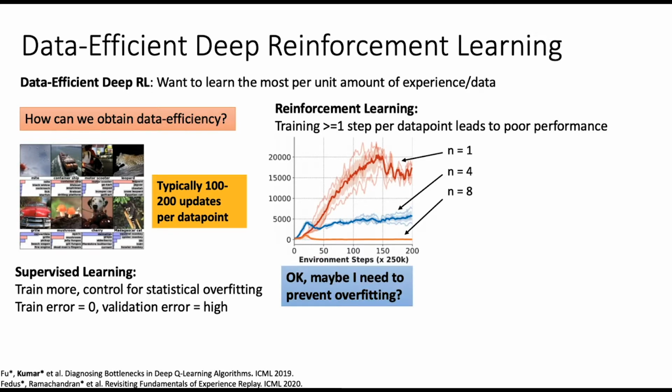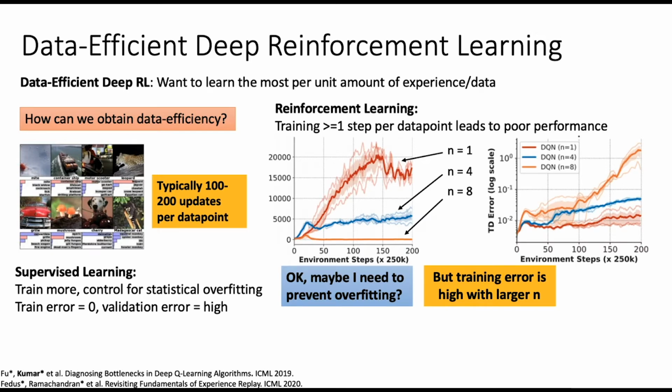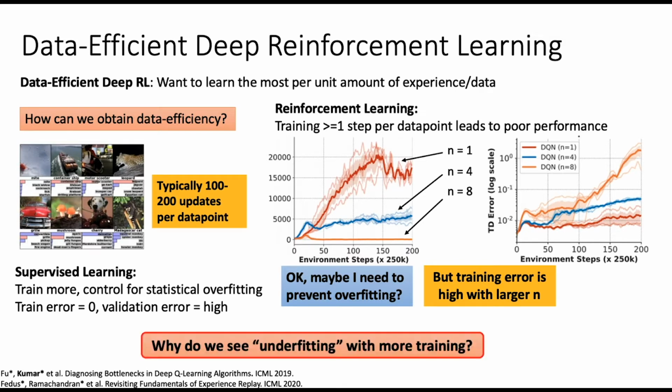Now, we may wonder if this is just due to, let's say, statistical overfitting, as we also see in supervised learning, and maybe correcting for statistical overfitting can be good enough in this case. But it turns out that if we look at the training error, or the TD error, which is the training loss for the DQN agent in this case, we find that the training error is even higher with larger values of n. So it's not really statistical overfitting, because we are not even able to minimize the training error when we take more gradient updates. So in this work, we more specifically ask the question of why do we see this underfitting behavior when we train more, and why is it very different from supervised learning in this case?